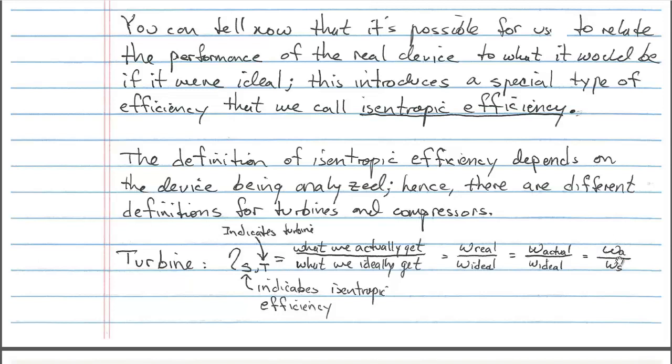And because the ideal work is that which results from the isentropic process, where isentropic means constant entropy, or constant S, we will sometimes write the ideal work as W sub S. Just like this S represents isentropic in the description of efficiency, this S represents the isentropic work, or the ideal work. So the definition of the isentropic efficiency for a turbine is the actual work divided by the isentropic work.